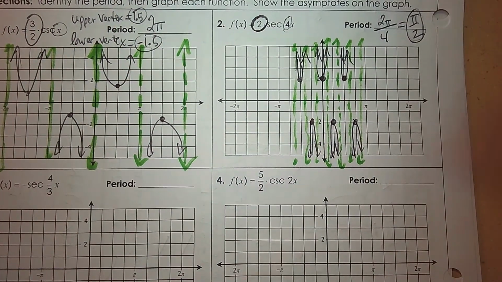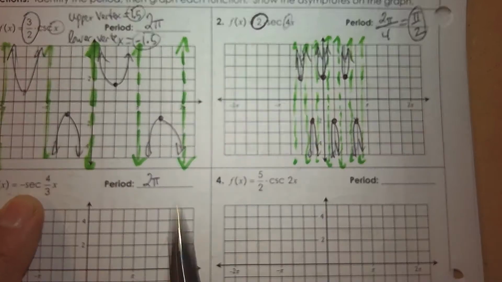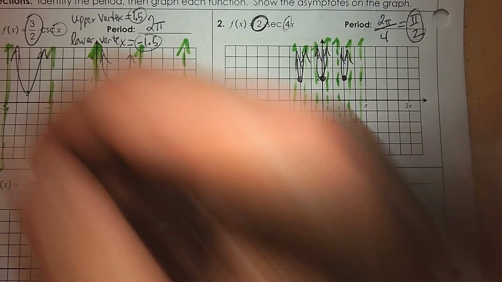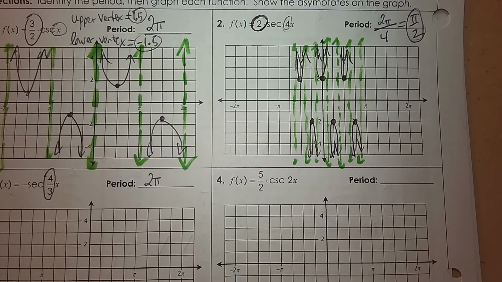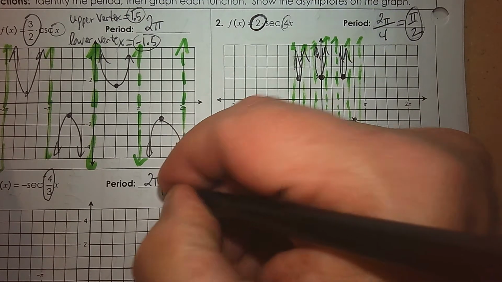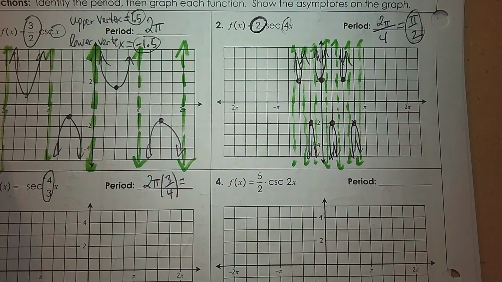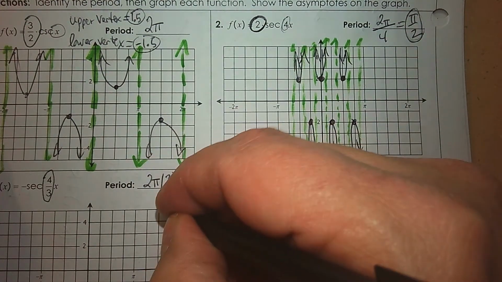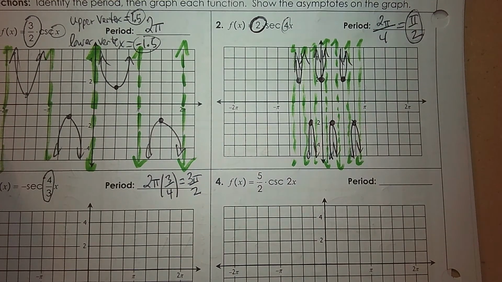All right, number 3. Number 3 is secant. Normally, the period for secant would be 2 pi. Is there a number inside that would change the period of this function? Yes. How do I undo a fraction? And the answer is times the reciprocal. If I reduce this down, I get 3 pi over 2, because 2 goes into 4 2 times.